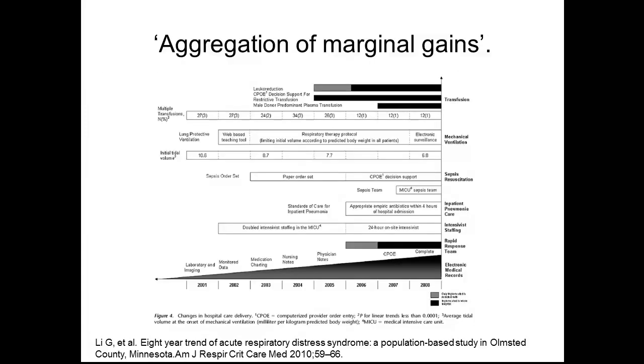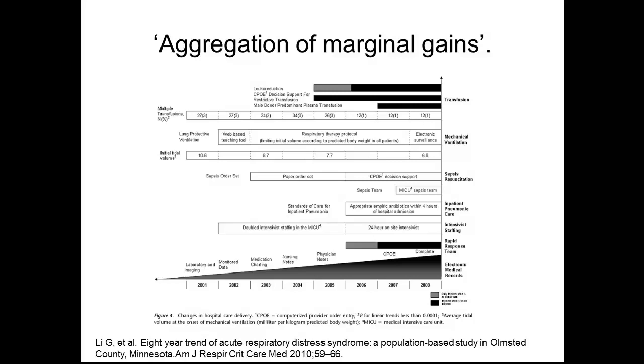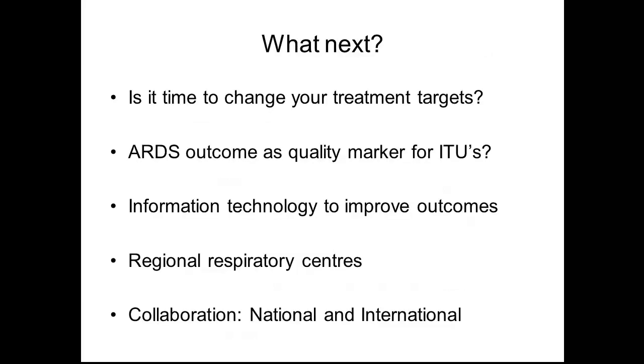But in the hospital, transfusion practices have changed. Mechanical ventilation has changed. Resuscitation bundles have changed. Pneumonia scores, the way we staff our unit, rapid response teams, records. All these small changes have gone on, resulting in a significant reduction in mortality from hospital-acquired ARDS. So I think that marginal gain, making small stepwise changes in everything that we do, has an impact.